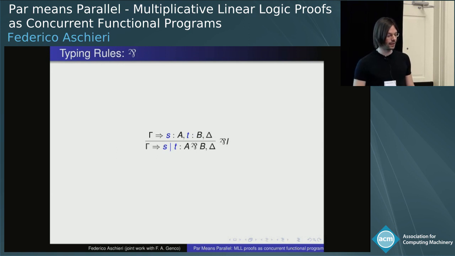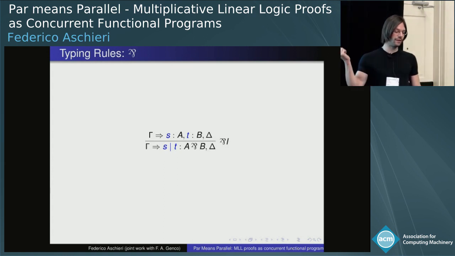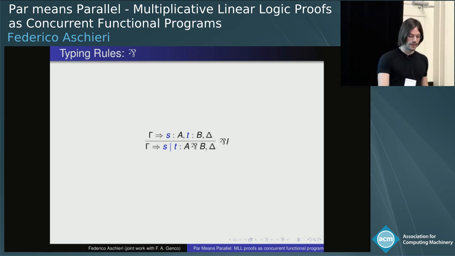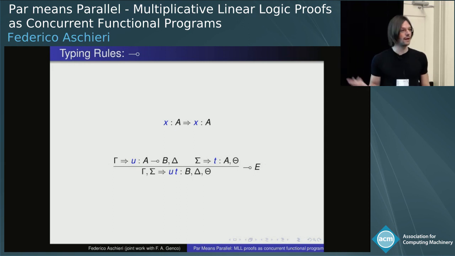The first typing rule is the one that introduces the parallel operator, so the concurrency. So if you have S that is of type A and T is of type B, then you can take the parallel composition S bar T of type A par B. This connective par is just OR in linear logic, and so it has the expected rule. And then we have the declaration of variable. If x is a variable of type A, then we can use x with type A. Then there is the function application. So u is of type A implies B, and t is of type A. If you have this premise, you can apply the function u of type A implies B to the argument t of type A, as you expect.